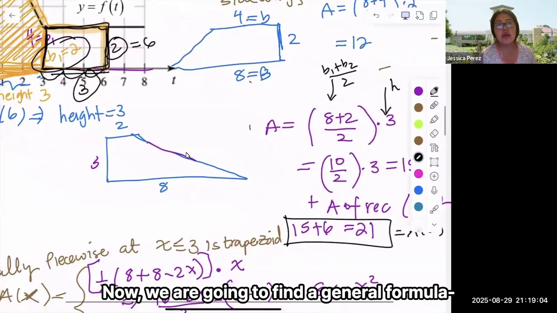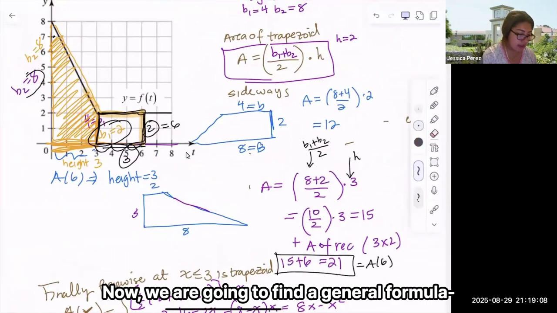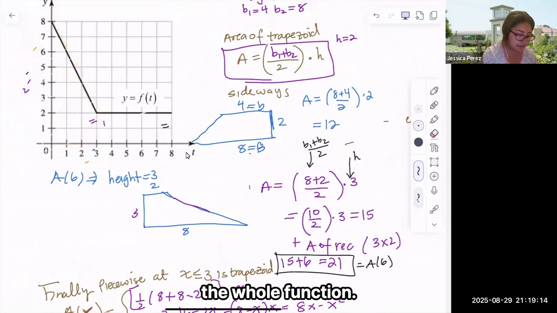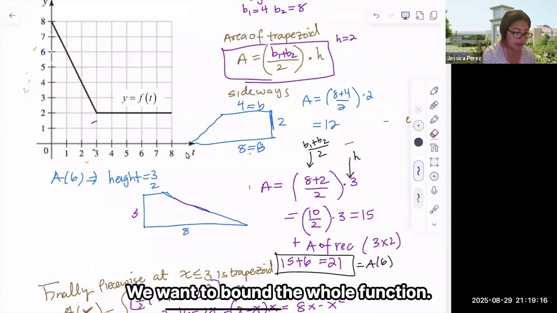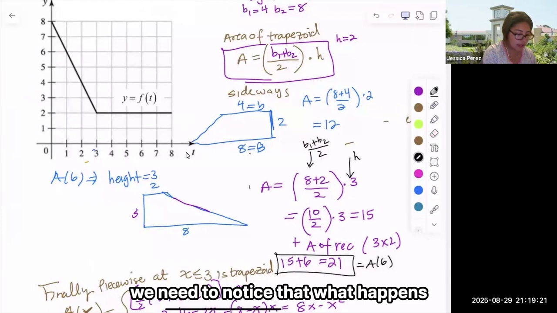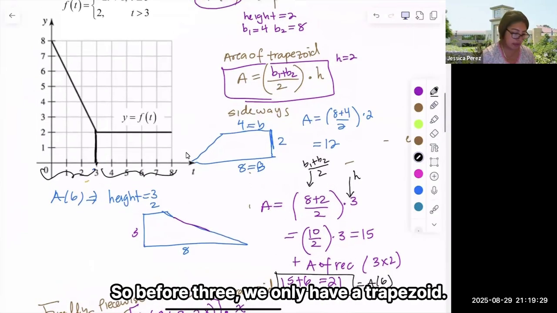Now we are going to find a general formula that will calculate the whole function. We want to bound the whole function. When we bound the whole function, we need to notice what happens before 3 and after 3. So before 3, we only have a trapezoid.